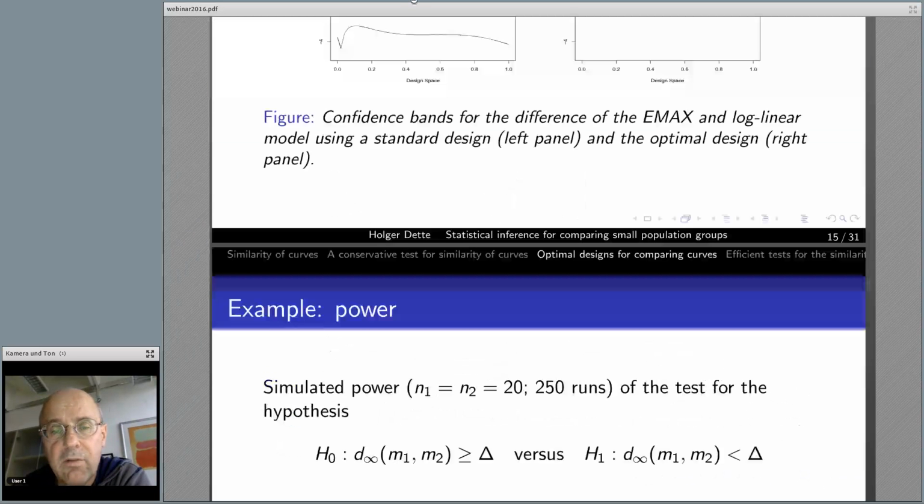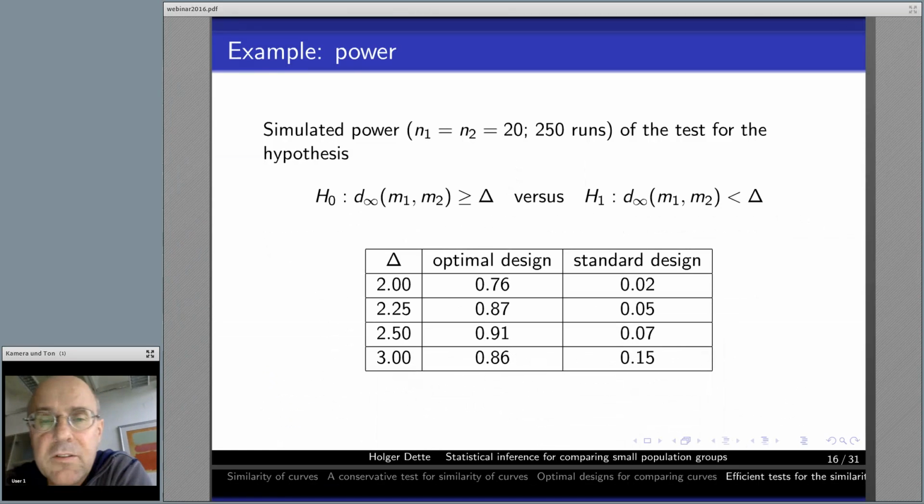And that's also confirmed in a small simulation study. Here we have a sample size 20 for two populations. We run a simulation study, simulate the power of the test for the two curves. So delta is still 0.225. And what you see now here is the column for the optimal design. You see that the test has substantially more power compared to the test which uses the standard design. Okay, all right, good.